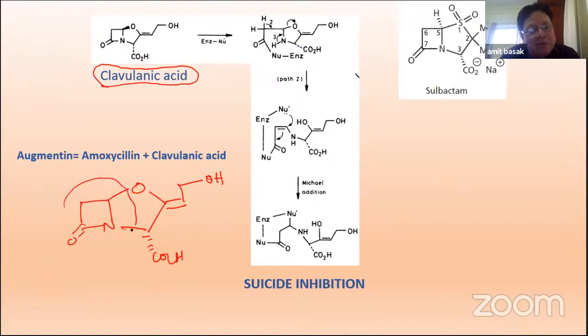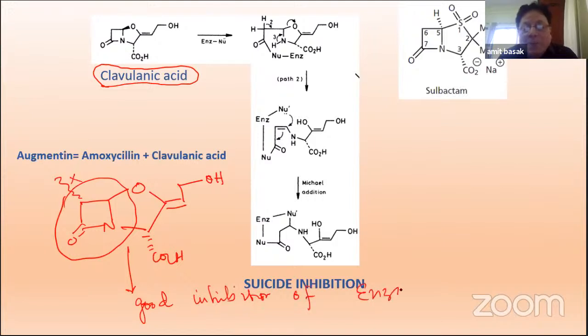Okay. It again has this beta-lactam. It again has a 5-membered ring, but instead of sulfur, it has oxygen. It does not have any side chain here. At this point, there is no side chain. And it does not have this gem dimethyl, which is present in penicillin, but it has some double bond. But interestingly, this molecule is a very good inhibitor, means basically it stops the action of enzyme 2. So what is this enzyme? This is that beta-lactamase. Okay.